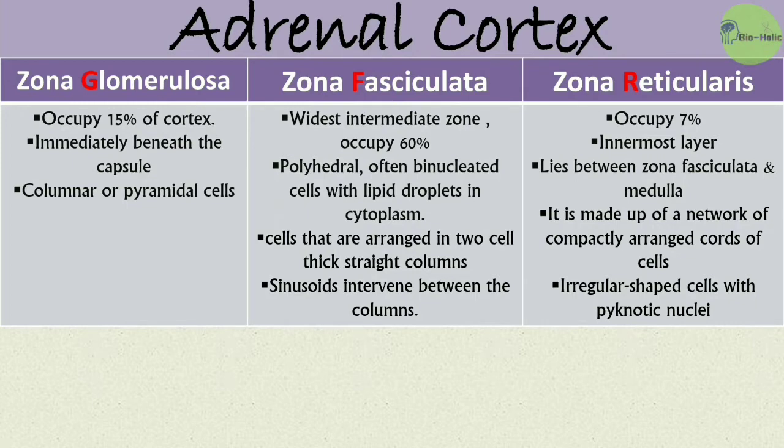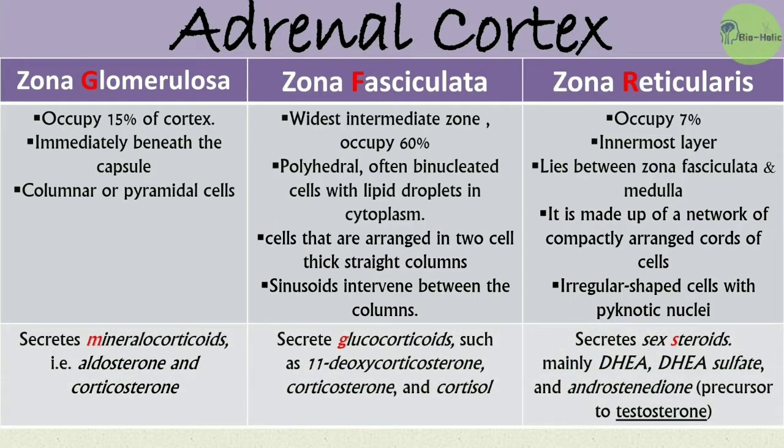And lastly, the zona reticularis. It occupies 7%. It is the innermost layer. It lies between zona fasciculata and adrenal medulla. It is made up of a network of compactly arranged cords of cells. It has irregular shaped cells with pycnotic nuclei.